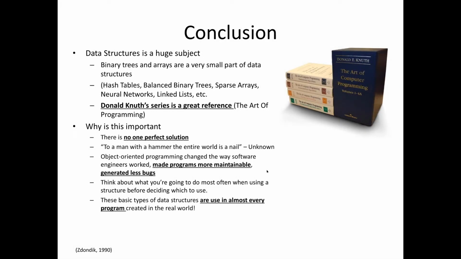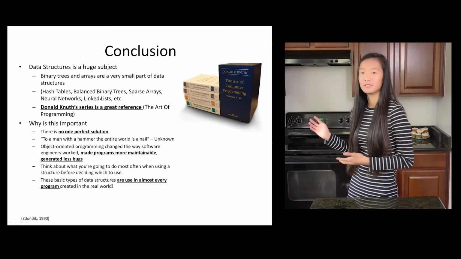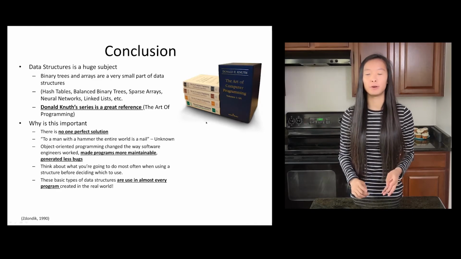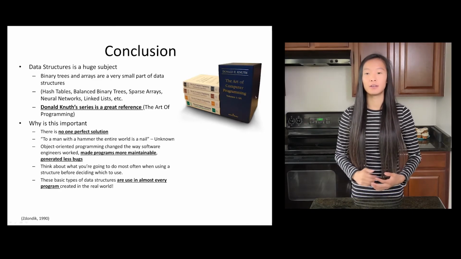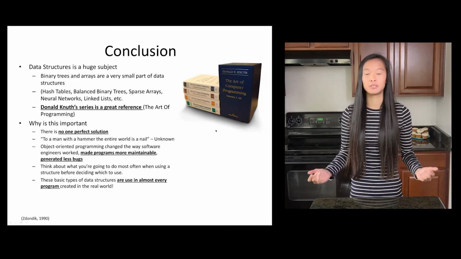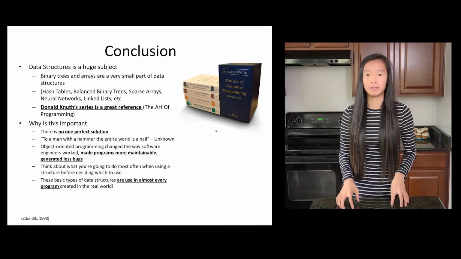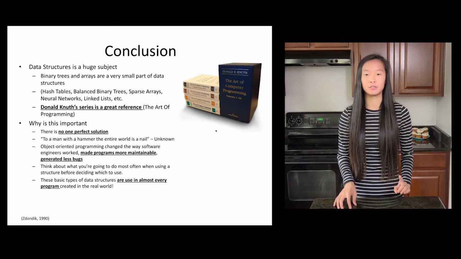So let's wrap this up. All in all, data structures are a huge subject. Some of the thousands of data structures include hash tables, balanced binary trees, sparse arrays, neural networks, and linked lists. Donald Knuth's series, The Art of Programming, has 4 books, each over 1,000 pages long, that goes farther in depth about data structures. By this point, I hope that you've realized that there's never one perfect solution for a job.